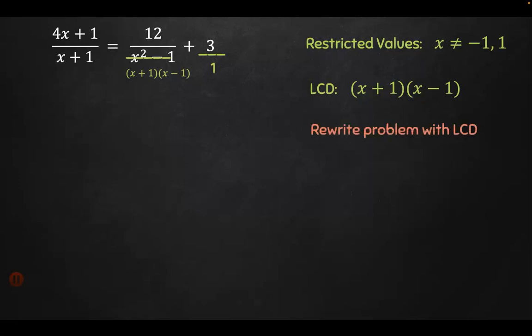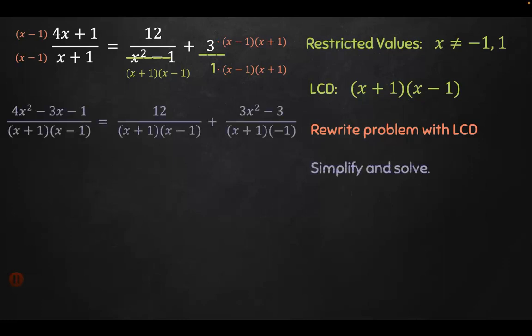Now again, when you're trying to rewrite your problem with the LCD, see what's missing. So I have to multiply the first and the third fractions here. When I simplify and solve, for the first fraction, you're actually going to FOIL or double distribute. Use your box method if you'd like to multiply x minus 1 and 4x plus 1. You're going to get 4x squared minus 3x minus 1.